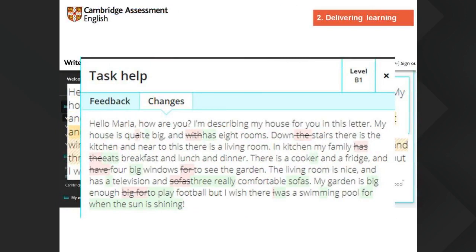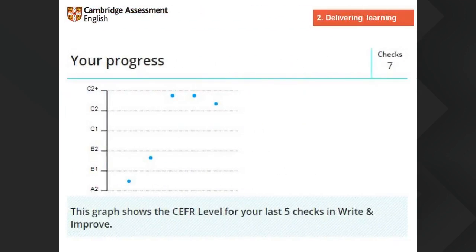Again, here's another version. I think I made further changes, and you can see what has changed and how things have improved. I then went a little bit crazy and wrote a very long letter to Maria about my house, just to show that it works all the way up to C2+. A few years ago, in its earlier stages, it was better at A2, B1, moving up to B2, but now it works across all levels. So please use it.